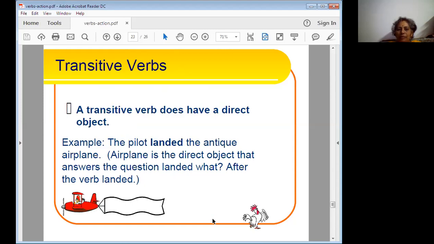Next, transitive. A transitive verb has a direct object. See the example here. The pilot landed the airplane. Airplane is a direct object that answers the question landed what, after the verb landed.